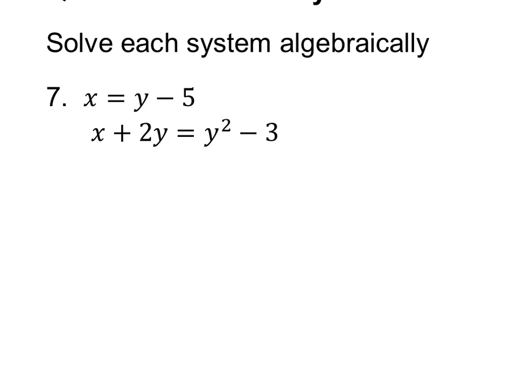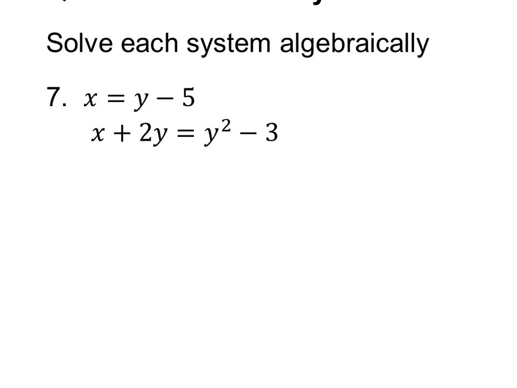All right, so let's move on to number 7. We're going to solve each system algebraically. Now this is a system of a line and a parabola. So what we're going to do is solve this system algebraically, and then we're going to write down our 2 points where the line crosses the parabola. You can also check your work by graphing this in the graphing calculator. If you can, graph it in the graphing calculator.